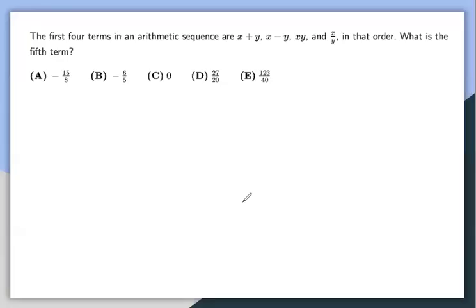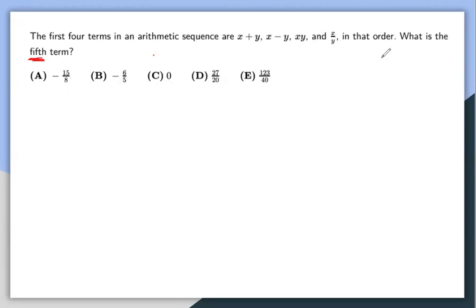So we have another AMC 10-minute problem. This was number 24, and this is another arithmetic sequence problem. What we have is x plus y, x minus y, xy, and x over y, which are given as an arithmetic sequence in this order. Based on this, we want to find the fifth term, which is the next term after the x over y.